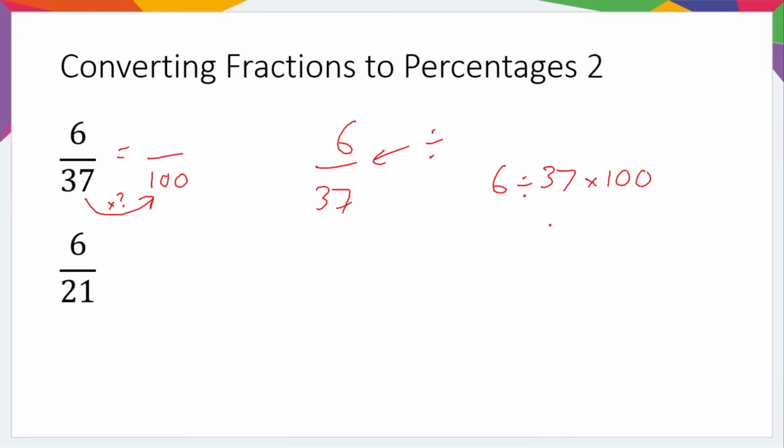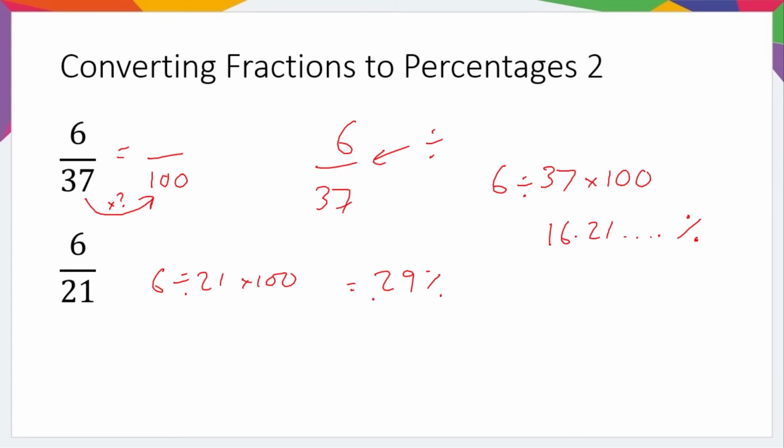And 6 divided by 37 multiplied by 100 is 16.21. The number keeps going for quite a long time. Perhaps in a question they might ask you to round it to the nearest whole number, which would be 16%. 6 out of 21, again, 6 divided by 21 multiplied by 100 is the calculation, and that comes to a total of 28.5. Let's call that 29%, just rounding it to the nearest percentage. Don't stress about rounding it, though.